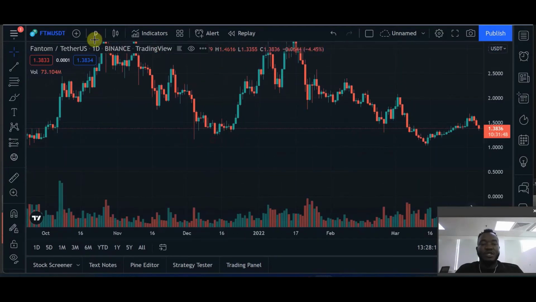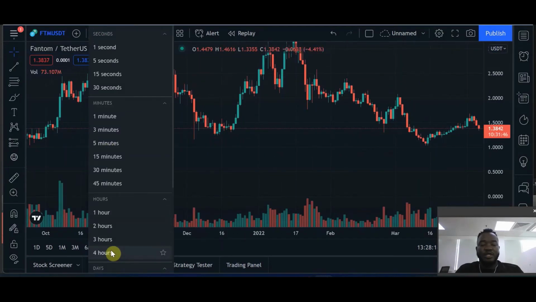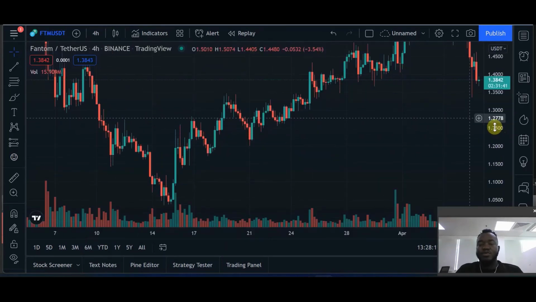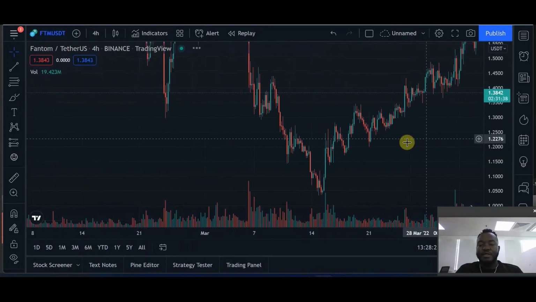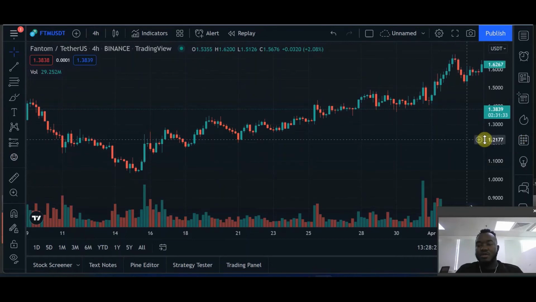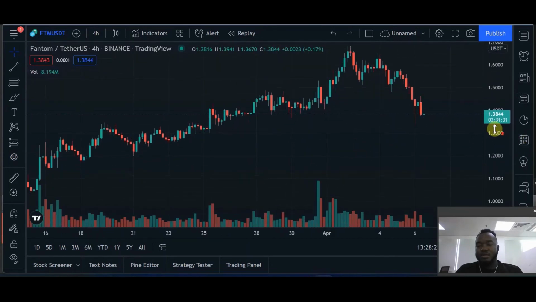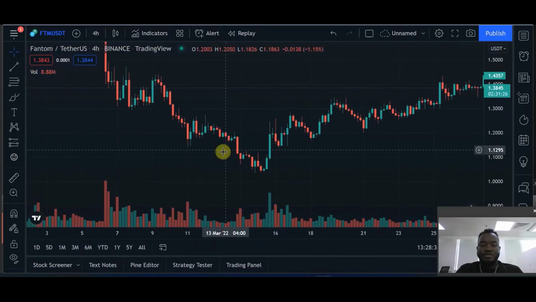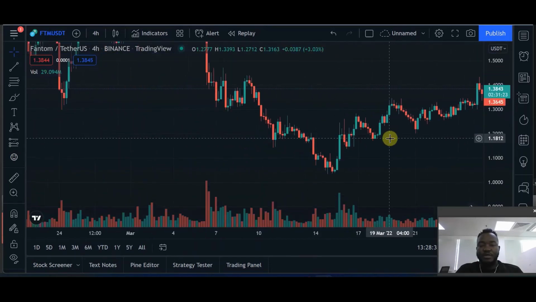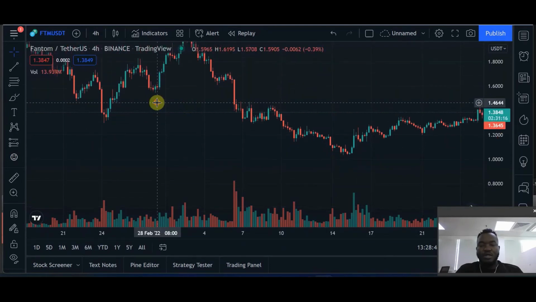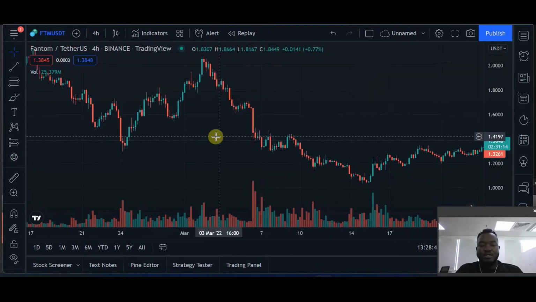You can use this on the 4-hour chart. So we use the 4-hour chart right here. You can use it in different time frames. The longer the time frame, the stronger your prediction will be. So now we are on the 4-hour time frame, and we have to determine our point of interest to know our entry point and our exit point.